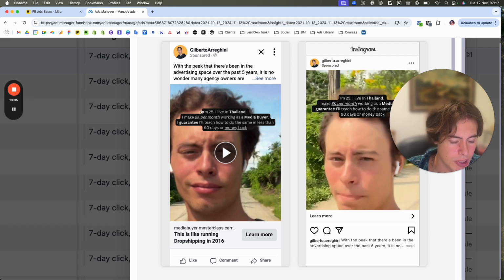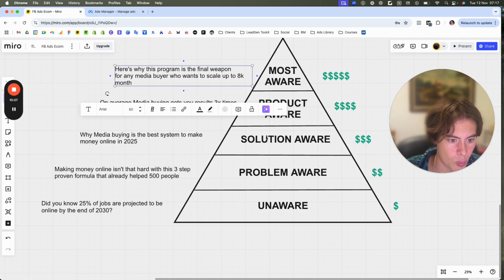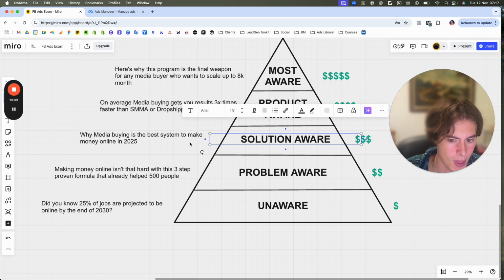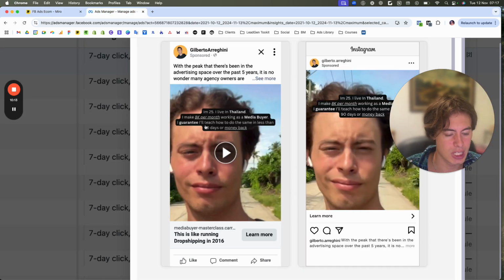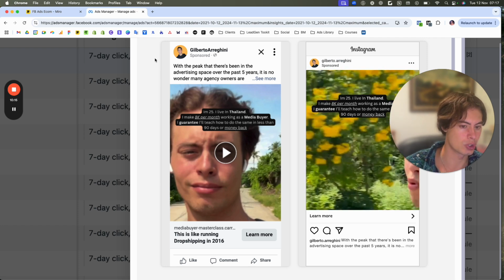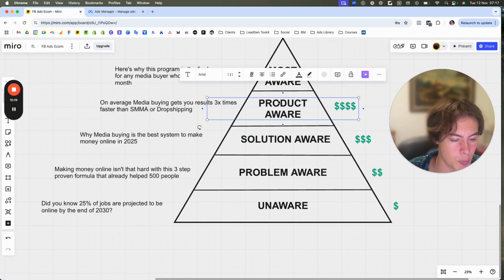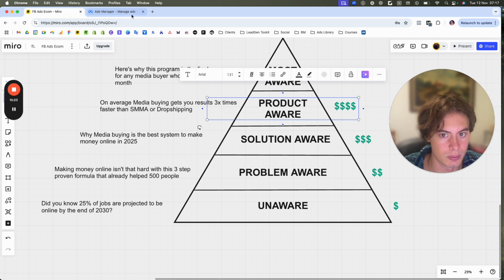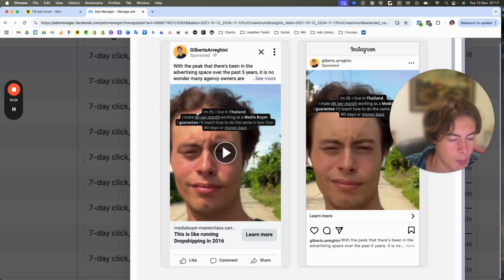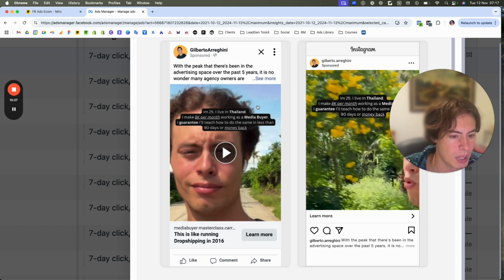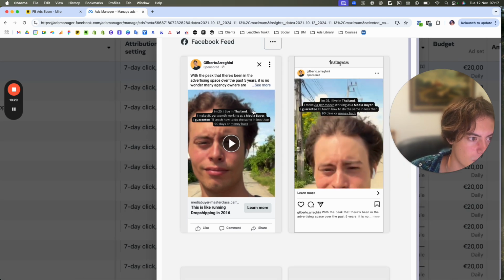So the person that is going to be attracted to this most likely is somewhere in the solution aware stage, right? Because they know they are solution aware, and now I show them how media buying can be their vehicle essentially to reach the freedom that they want. Or it can also be someone a little bit more product aware, someone that already knows what media buying is.